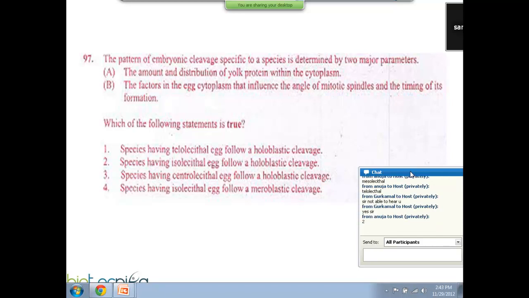Anuja, what happened to Preeti? What happened to Gurukamal? And then Sangamitra?